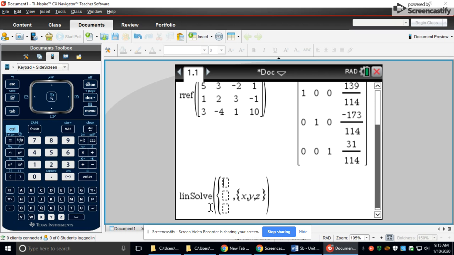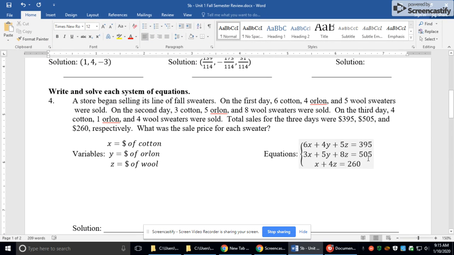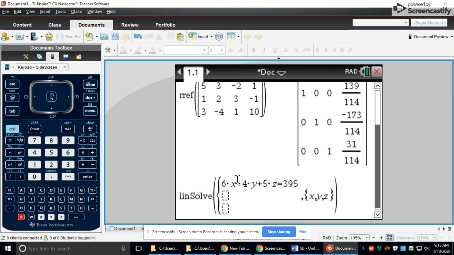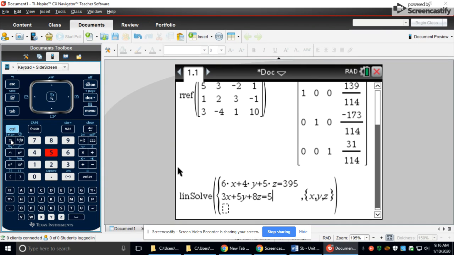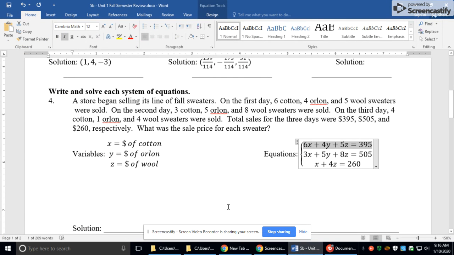All you do with the Lin Solve is you type in the equations exactly as they appear. So I type in 6x plus 4y plus 5z. I'm going to see if I can copy and paste. Hey, what do you know? I can. So 6x plus 4y plus 5z. But just for the sake of it, I'll type in the other ones. Plus 8z equals 505. Oops, I forgot my equals. So equals 505.